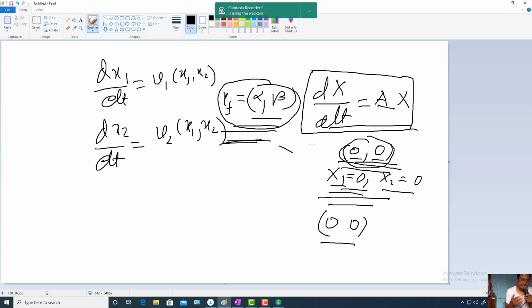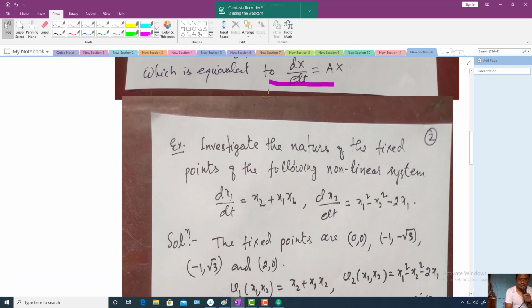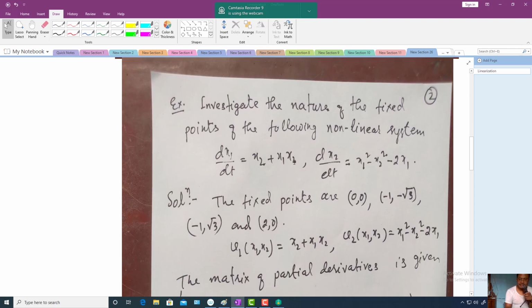In other cases, if the fixed point is an unstable saddle point, then the fixed point of the nonlinear system is also an unstable saddle point. If the fixed point of the linearized system is a stable knot, then the fixed point of the nonlinear system is also a stable knot. Like that you can study. So let us see some examples, then you will understand. The example is: investigate the nature of the fixed point of the nonlinear system.